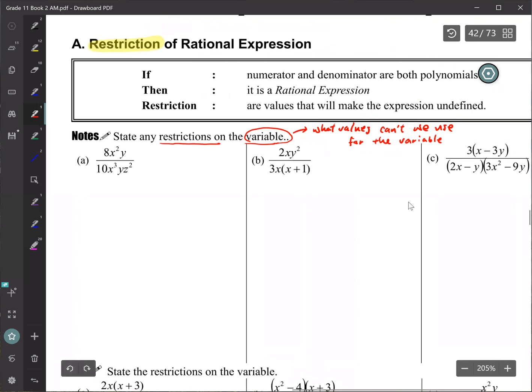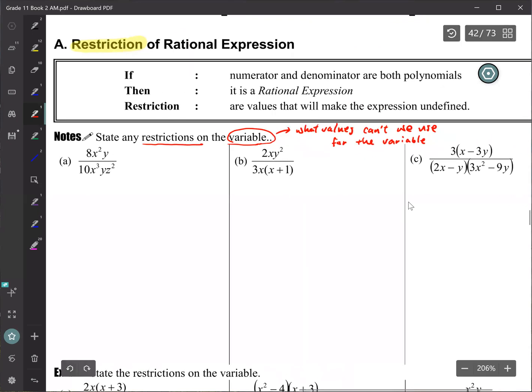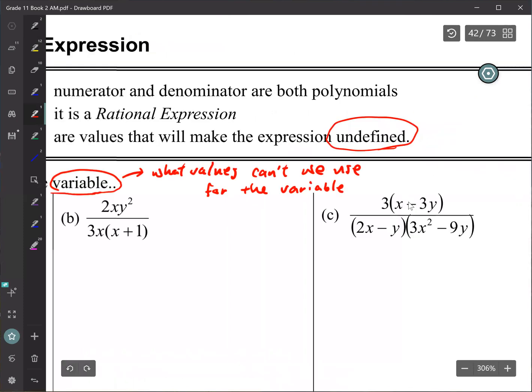So if we look at the definition, if numerator and denominator are both polynomials, polynomial means it has variables like x and y in there, then it is a rational expression. And restrictions are the values that will make the expression undefined. So here's another keyword. How do you make a fraction undefined? Does anybody know? Anyone can answer.